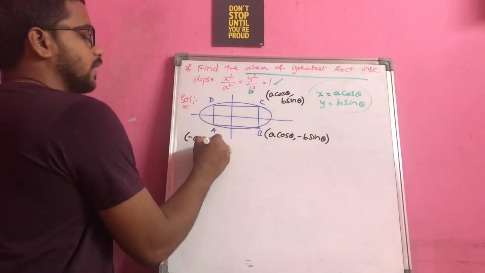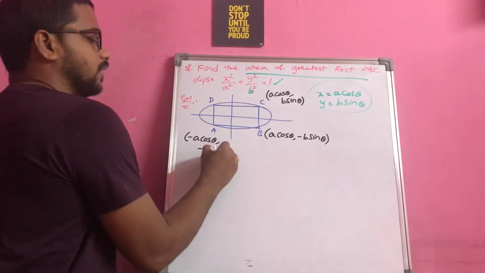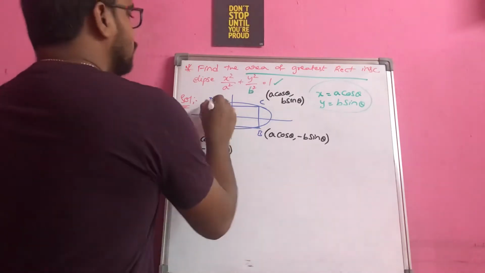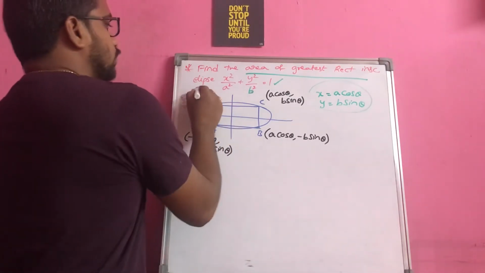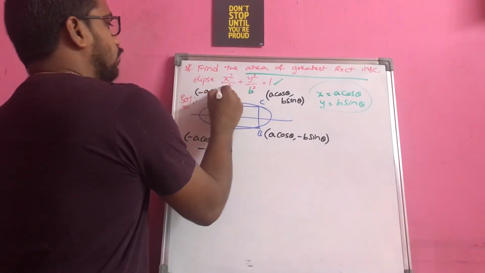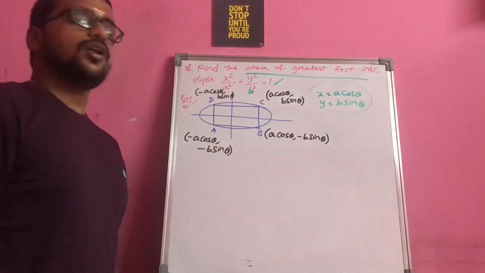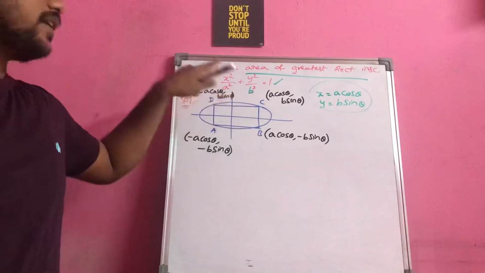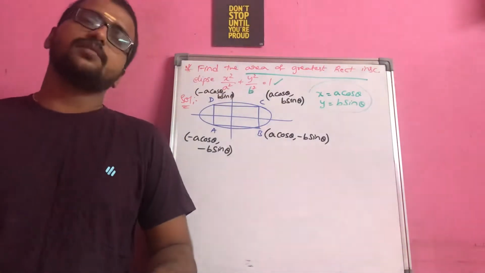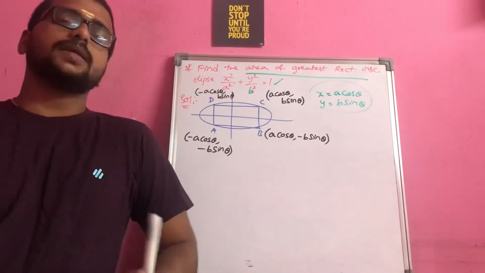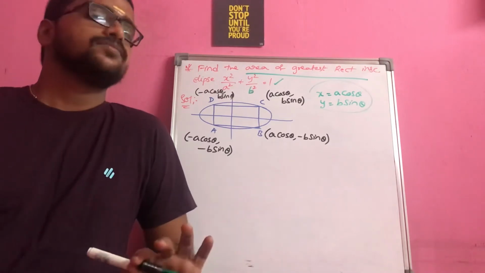That means minus a cos theta comma minus b sin theta, because in Q3 both x and y are negative. Similarly, this point is in Q2. X is negative and y is positive. Right? So now if you observe, all the vertices of a rectangle that is inscribed in the ellipse are in the form of a cos theta and b sin theta. Depending on the quadrant, there will be a change in sign.